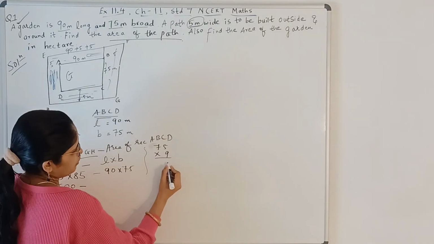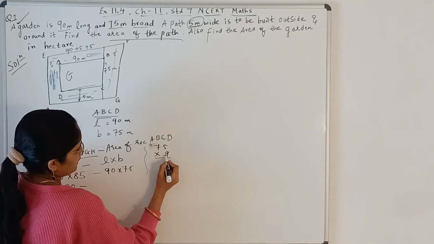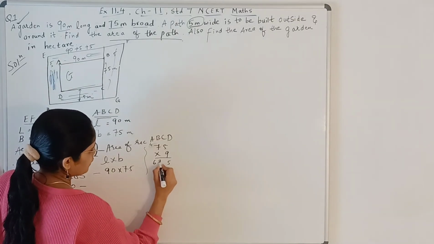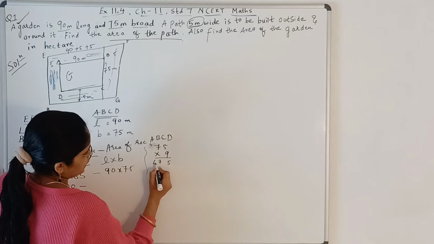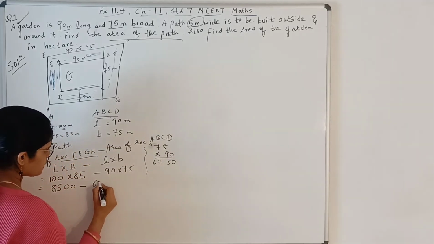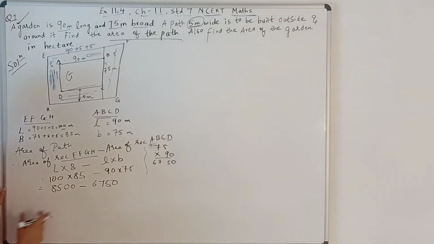So 9 5s are 45. So 5 and carry 4. Okay. 7 9s are 63. And 63 plus 4 is 64, 65, 66, 67. So 67, and then 6750, because here it was 90. So it will be 6750. Now you need to subtract these both.